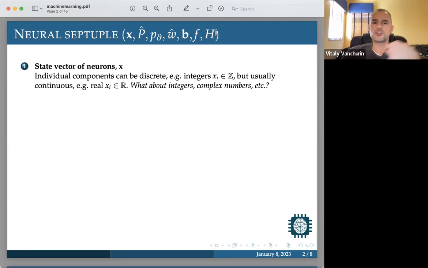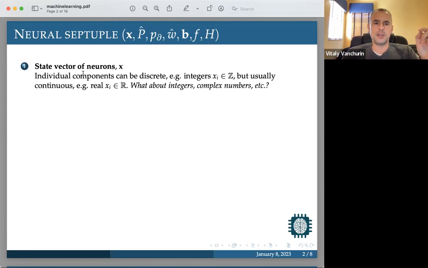Now, although they're just functions, really there is a lot more underneath behind those 3 functions. And really, it is not correct to say it is just a function. It comes with some dressing that we'll have to discuss next time. So let's start with the first one, state vector of neurons, and I will state what it is usually, but then I'll ask questions about things that we may do to generalize.